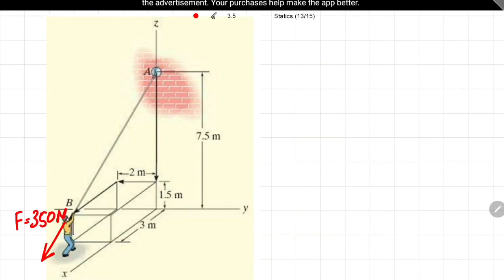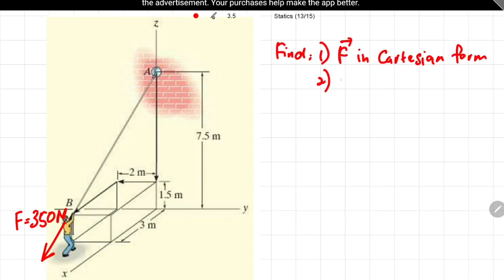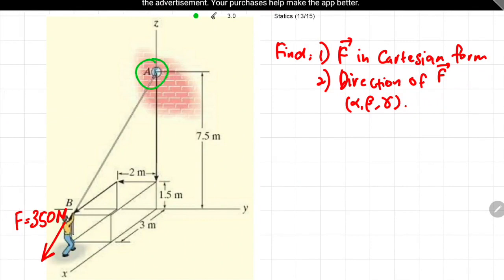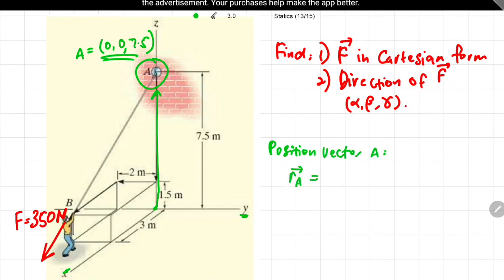The question asks you to find the force vector in Cartesian form and also the direction of the vector. As for the first step, let us find the position of coordinate A. Coordinate A along the x direction is 0, and along the y direction is also 0, but in the z direction is 7.5 meter. The direction is upward, so it's a positive value. So if we rewrite this position vector in vector form, our position vector A or RA would be equivalent to 0i plus 0j plus 7.5k.